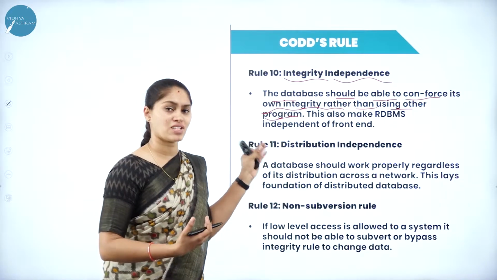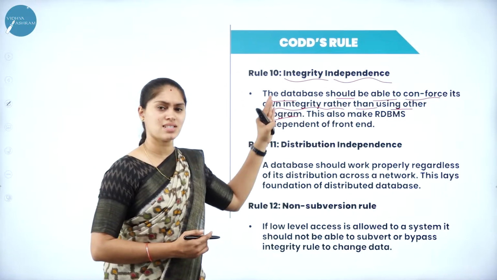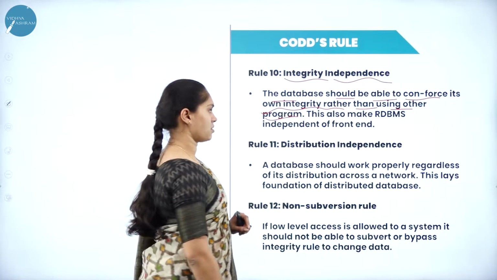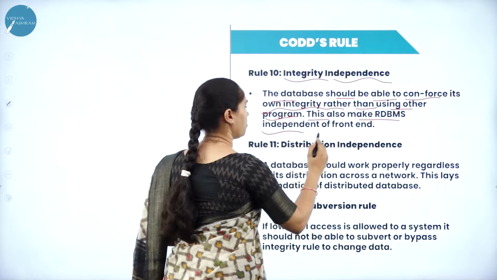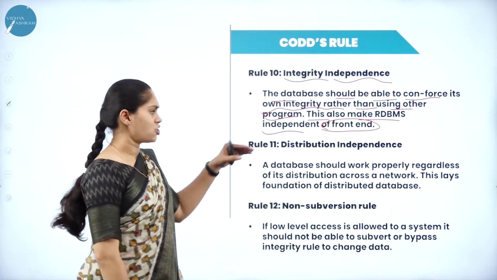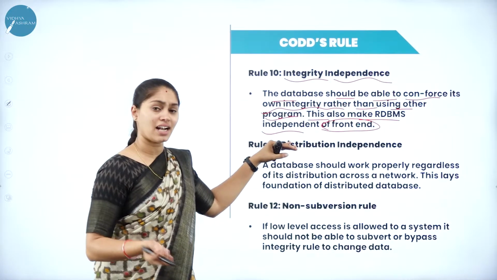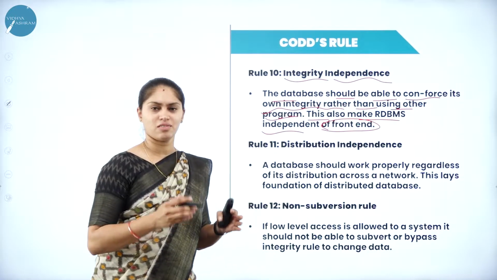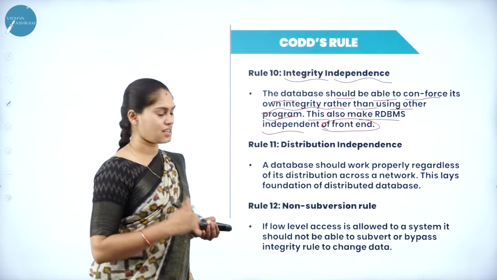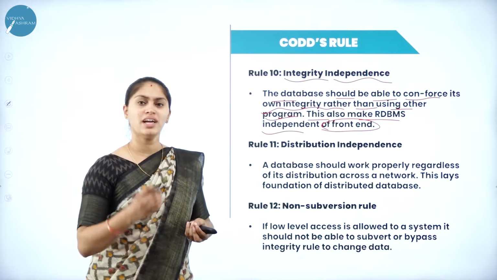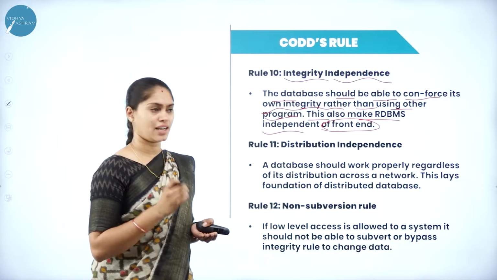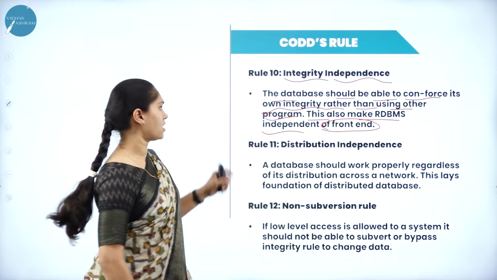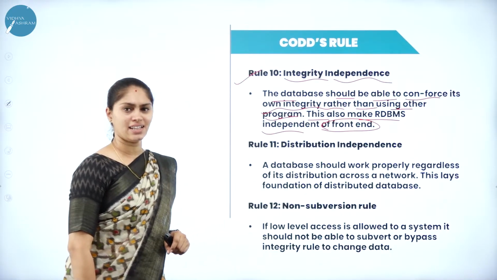The program could be in any language, but there must be some constraints, some rules and regulations, in order to maintain the standards of a database management system. So this also makes the RDBMS independent from the front end. Other than that, it must have its own constraints. That means you are drawing a boundary for yourself, so then you will get to know what your limits are. In the same way, the database management system has to have its own features and include its own integrity rather than depending on any program. That is rule 10 related to integrity independence.